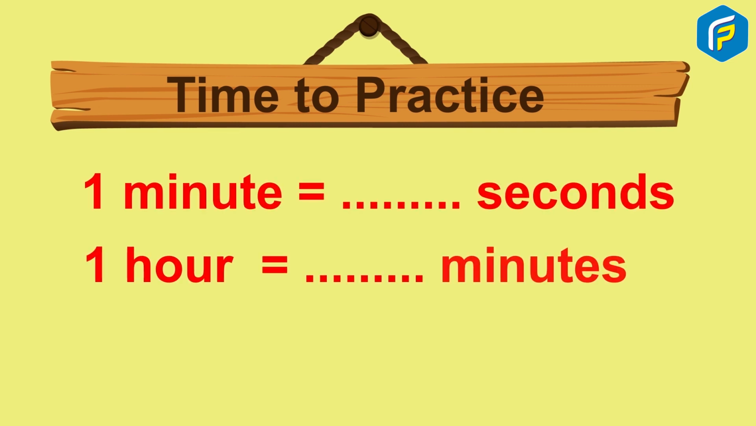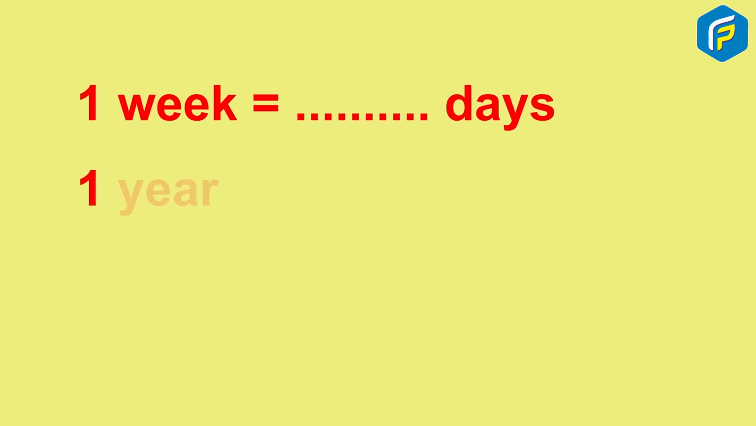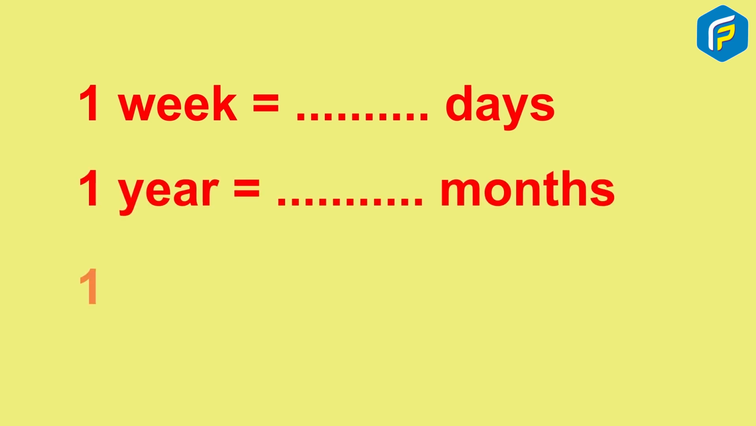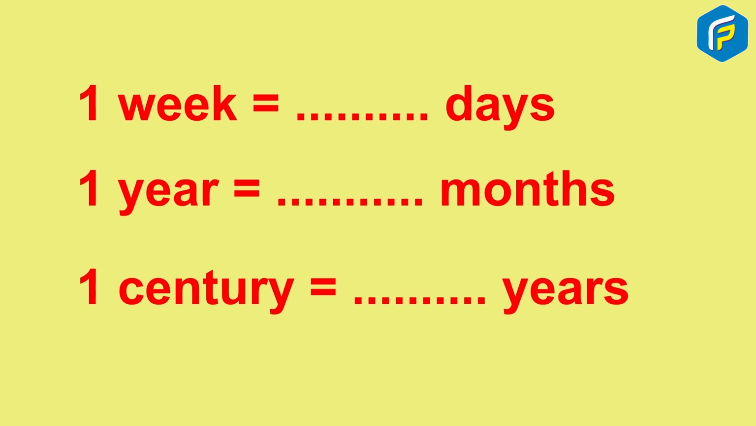1 hour is equal to dash minutes. 1 day is equal to dash hours. 1 week is equal to dash days. 1 year is equal to dash months. 1 century is equal to dash years.